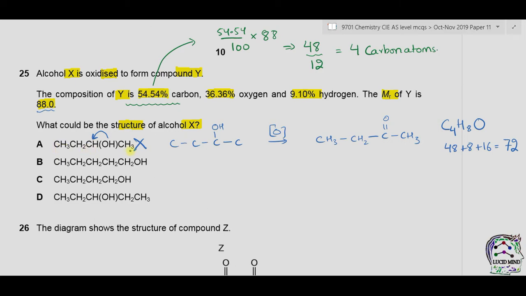In A we had 4 carbon atoms, but A is wrong. In B we have 5 carbon atoms. Now 5 carbon atoms is incorrect. In C again we have 4 carbon atoms. This could be true. In D we have 5 carbon atoms, so D is also incorrect. Let's do the reaction for C. We have 4 carbon atoms.